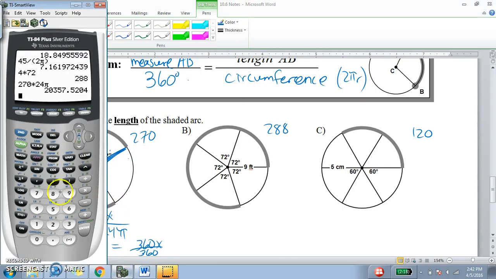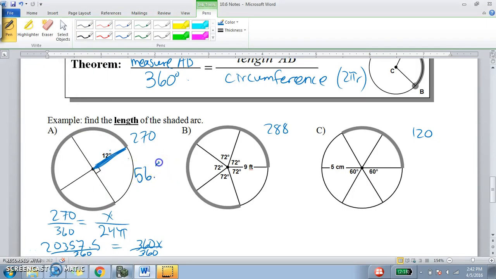So I take this number, divide by 360. I get about 56.5. These two tick marks right here mean inches, so 56.5 inches. All right, this one's measured in feet.